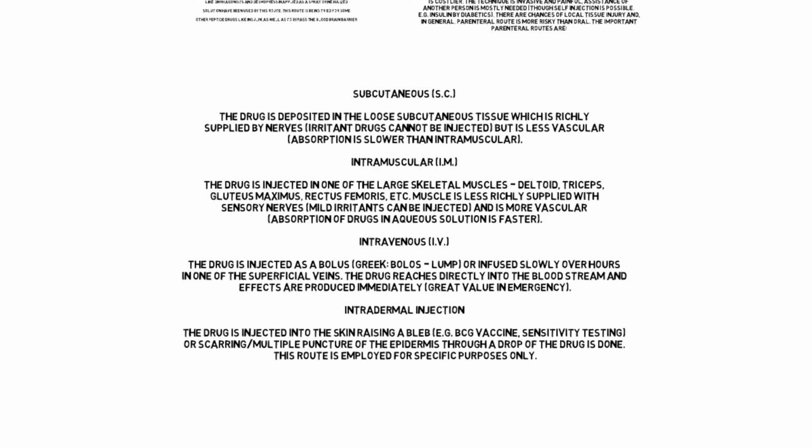Subcutaneous. The drug is deposited in the loose subcutaneous tissue which is richly supplied by nerves, but is less vascular. Intramuscular. The drug is injected in one of the large skeletal muscles like deltoid, triceps, gluteus maximus, rectus femoris, etc. Muscle is less richly supplied with sensory nerves, and is more vascular. Intravenous. The drug is injected as a bolus or infused slowly over hours in one of the superficial veins. The drug reaches directly into the bloodstream and effects are produced immediately.